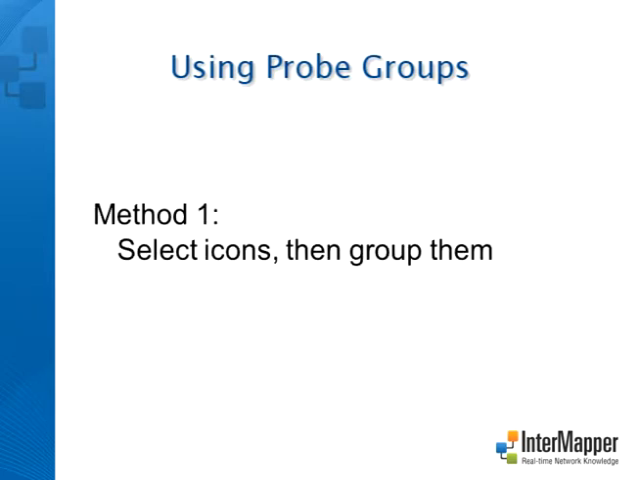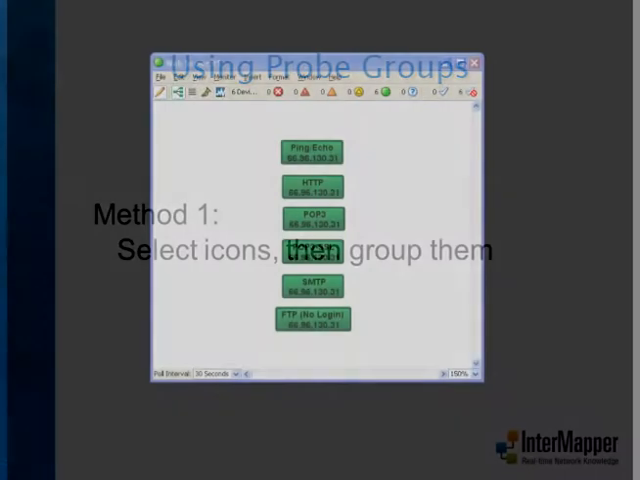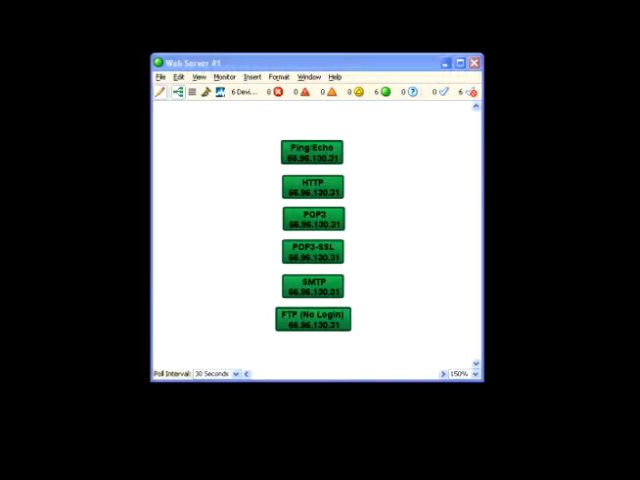You can create a probe group in several ways. Here are 6 device icons, each using a different probe and each polling the same IP address. Notice that I've set the label for each one to use its probe type. You'll see why in a moment.